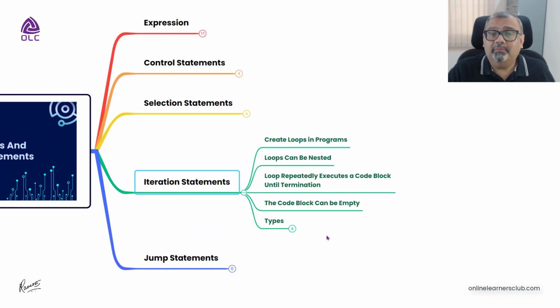Next, we do have iteration statements for creating loops of execution in a program, right? So in this case, you can have the loops created, and you can also nest the loops. So one loop inside another loop. That's very much possible. And loop, as the name itself says, repeatedly executes a particular block of code until termination.